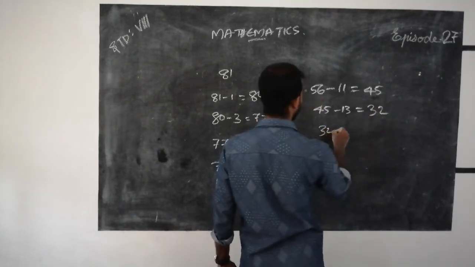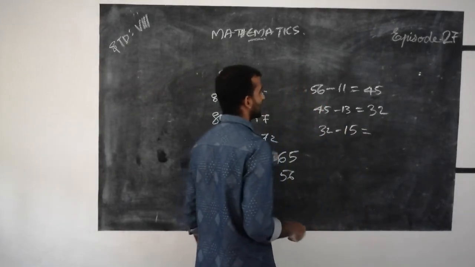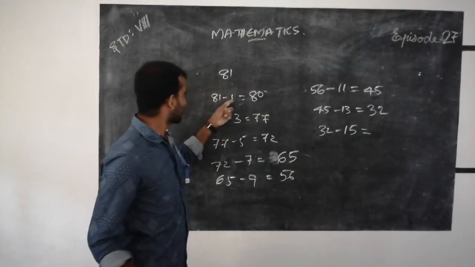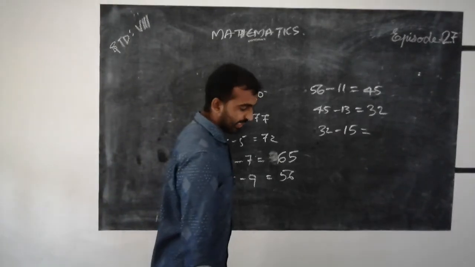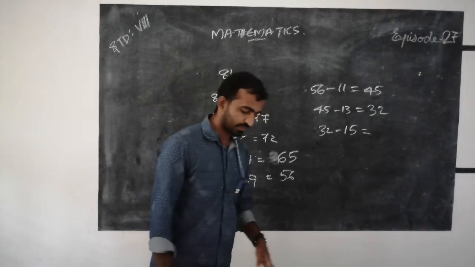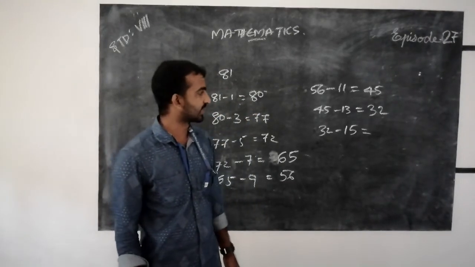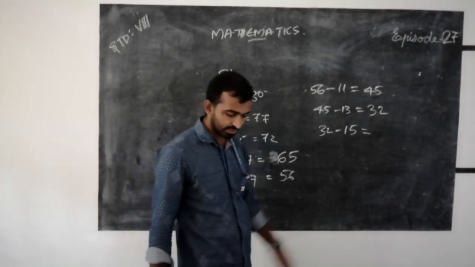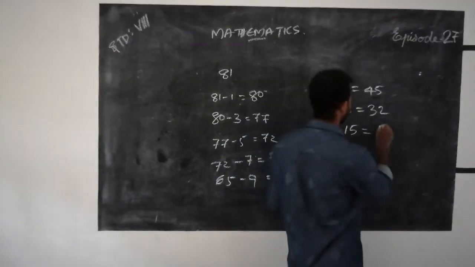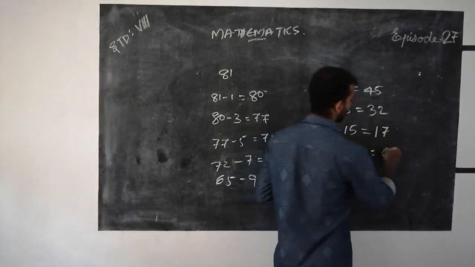32 minus 15 is 17. Can we check? 81 minus 1, 80, 77, 72, 65, 56 and 45, is it? Yes. And 32, 32 minus 15, we get 17. Is it? Yes. 17 minus 17, we get 0.